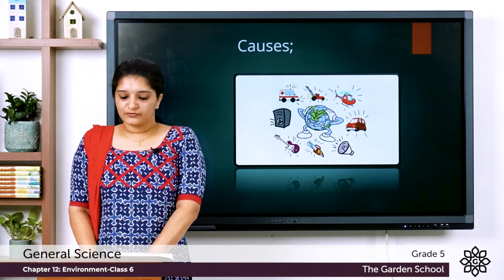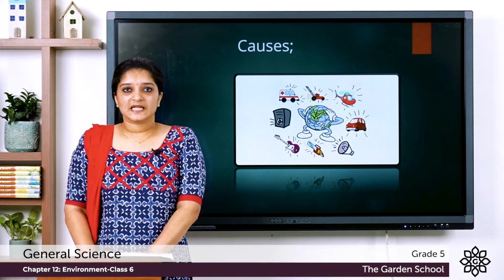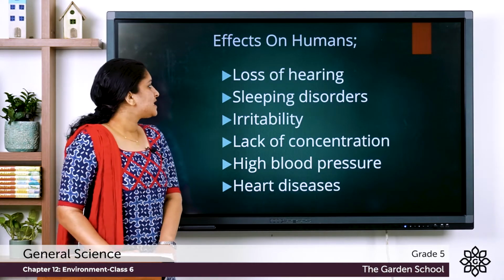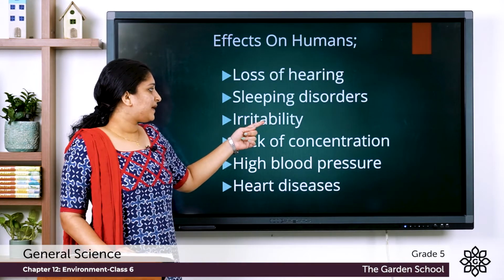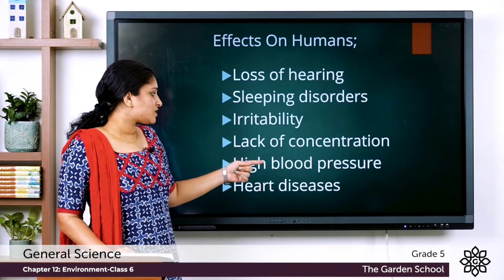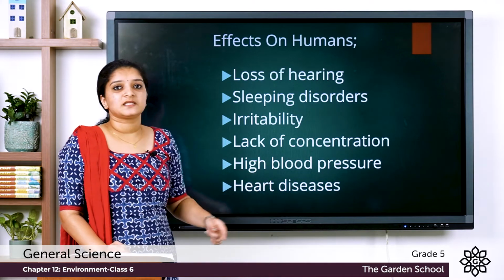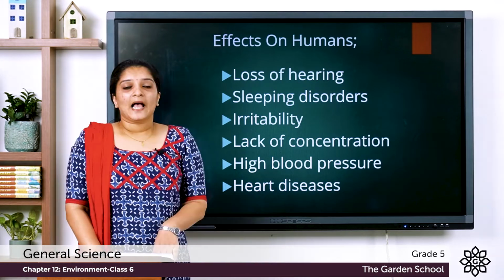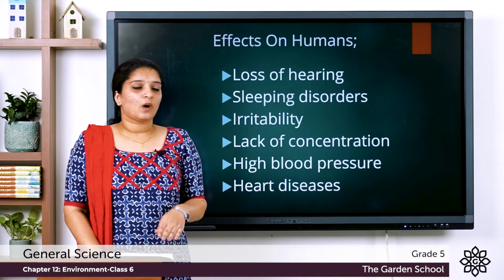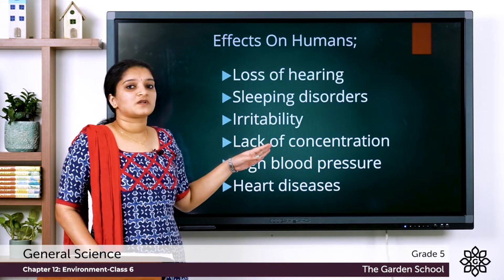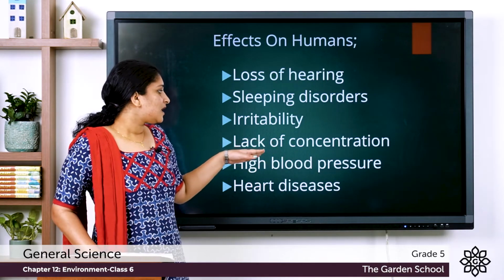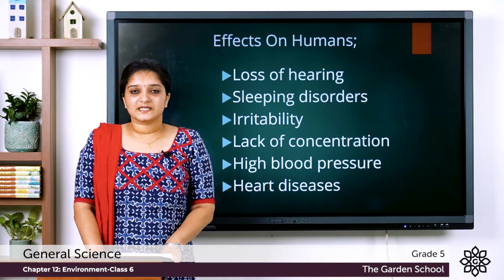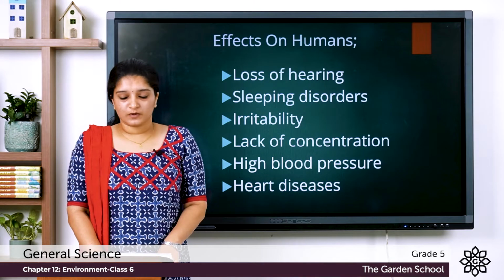Now let's see the effects of noise pollution on human beings, plants and animals. First, let's see the effects on human beings. These include loss of hearing, sleeping disorders, irritability, lack of concentration, high blood pressure, heart diseases, etc. So noise pollution affects human beings in a variety of ways: loss of hearing completely or partially, sleeping disturbances, irritability, lack of concentration to do various activities, high blood pressure and heart diseases.